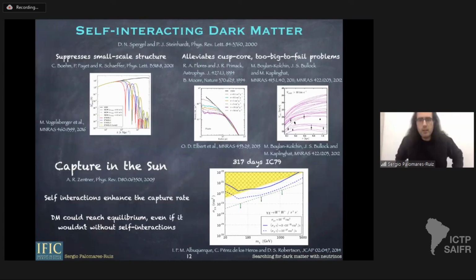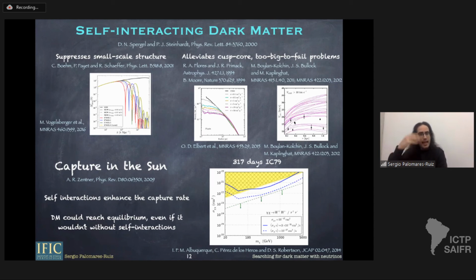Okay, let me go to another scenario. In this workshop, we have seen also some talks that we had on Monday on self-interacting dark matter, so I won't really discuss the goodness of these scenarios, but just to say that in the context of capture in the sun, this adds another component.